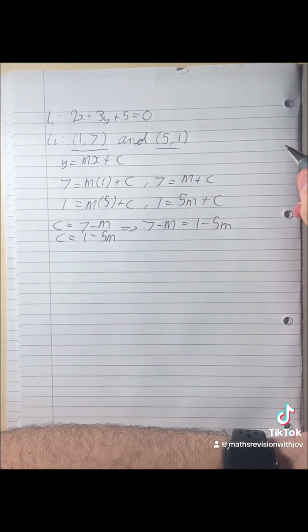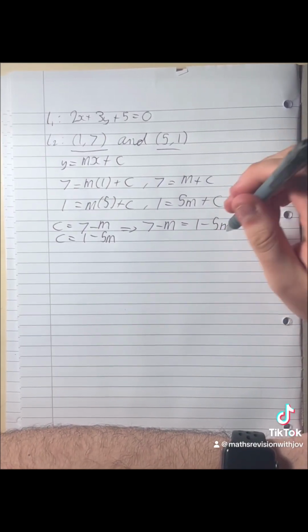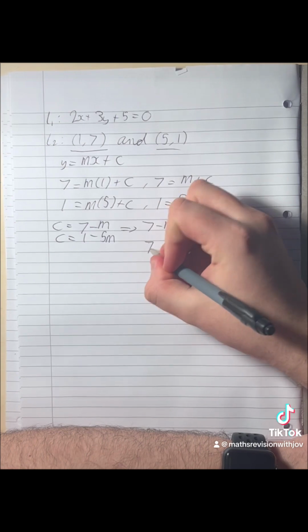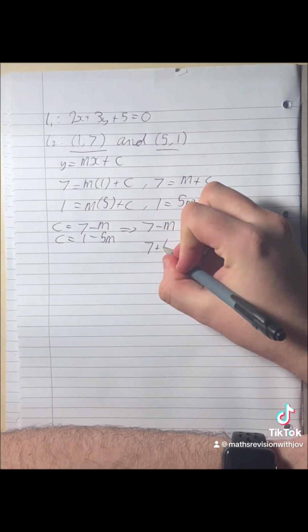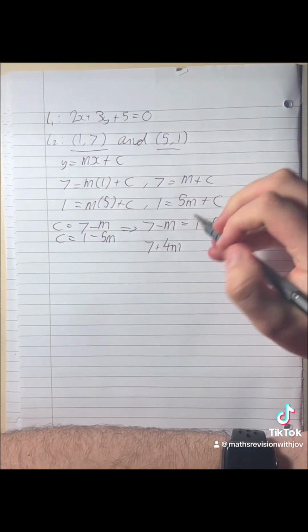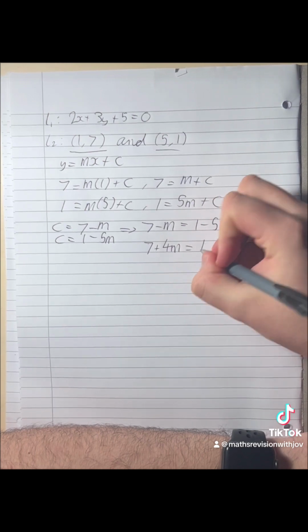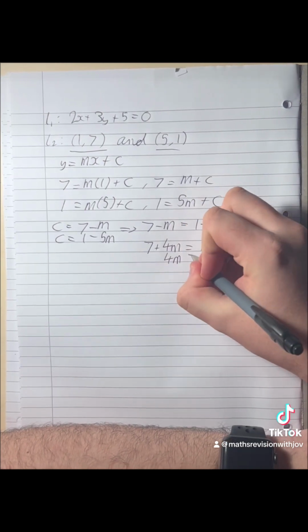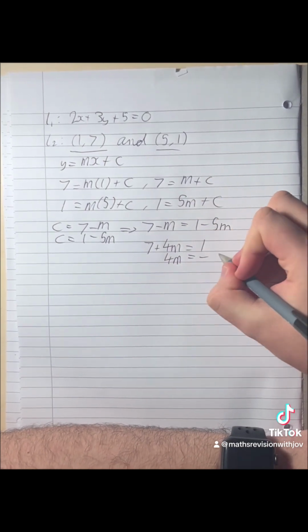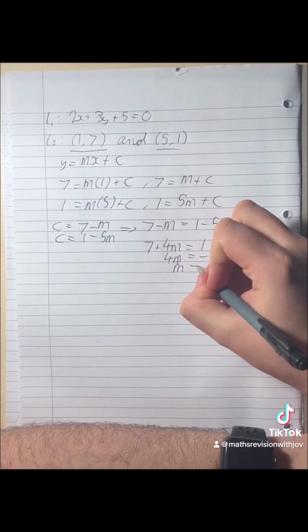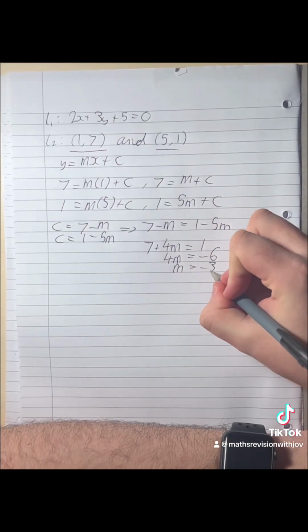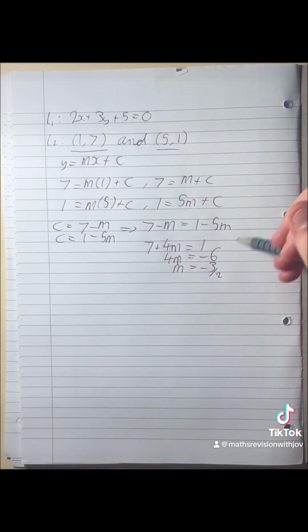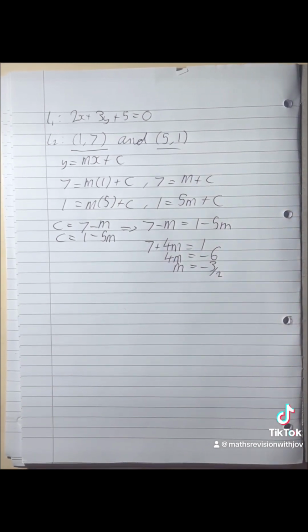And we can solve this, so we can go ahead and add 5m to both sides. So we get 7 plus 4m, because 5m minus m is 4m. That's equal to 1, so 4m is equal to 1 minus 7, which is minus 6. So m is equal to minus 3 over 2. So because I've done minus 6 over 4, it's just minus 3 over 2.